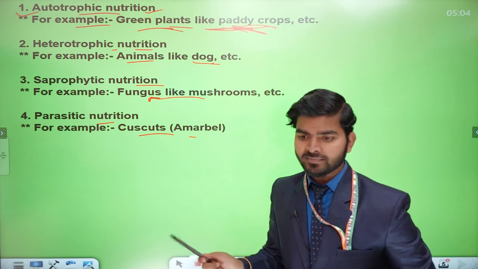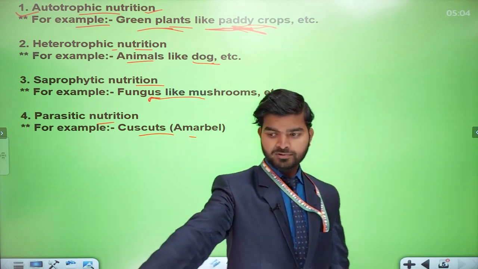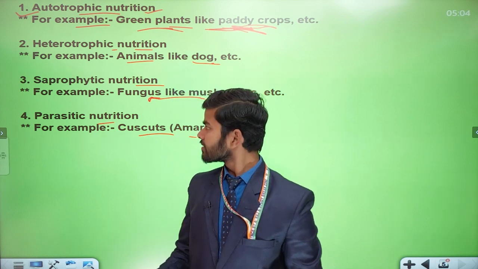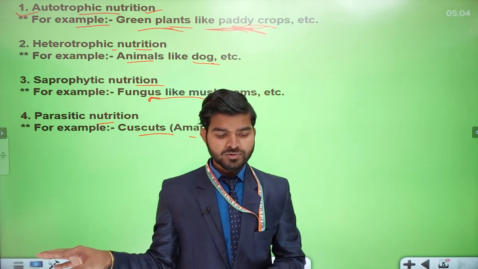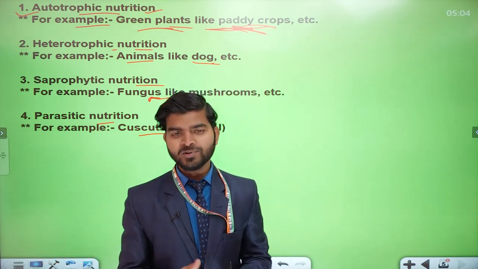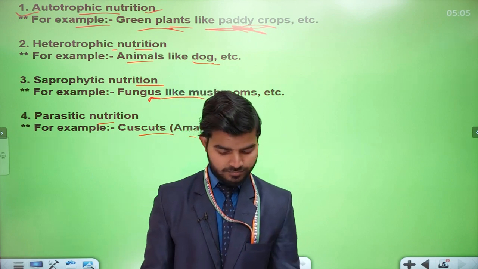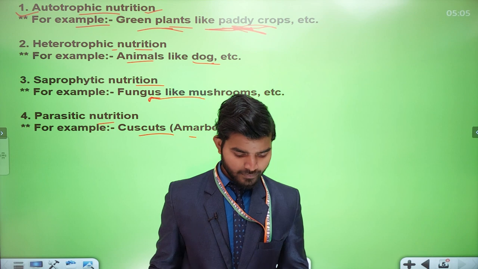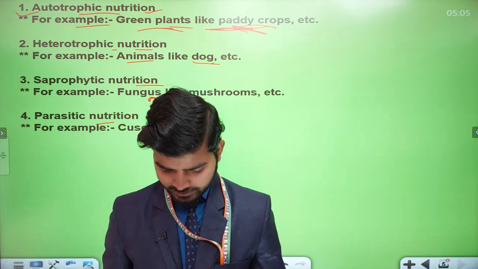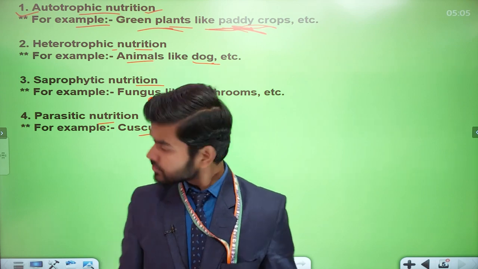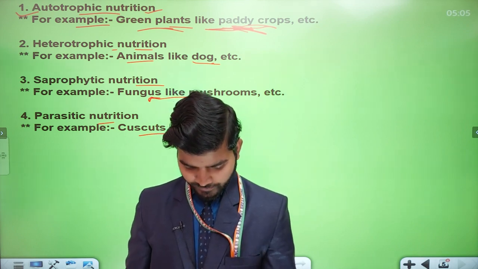Parasitic nutrition: cuscuta, that is, the meaning of cuscuta is the amarbel. All right. Now listen to me. Give me those books. Actually, I'm saying that these are the examples. The question here is to give only one example of each of these modes of nutrition. So I have already told you and shared this. I hope you have learned these particular points that I just wanted to share with you. Okay, actually this is the A part of these questions. I have left the second part of these questions, but don't worry, I will cover that.